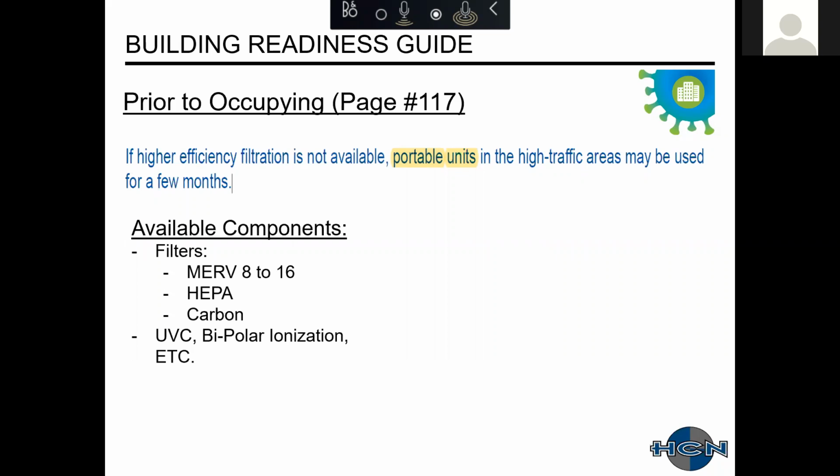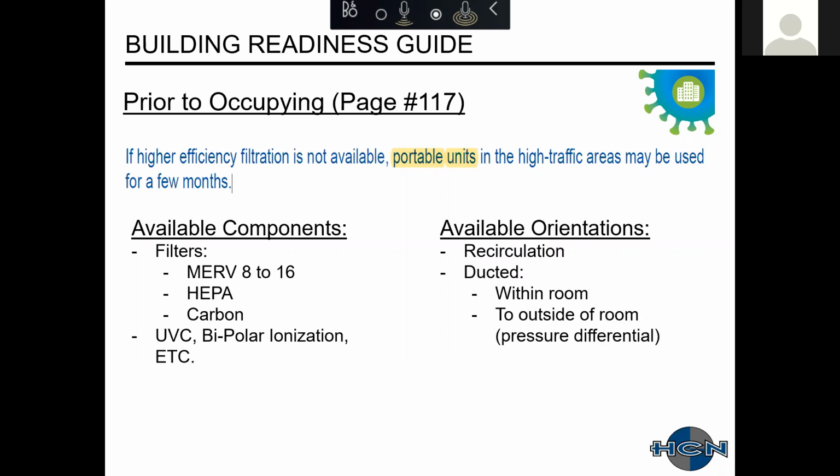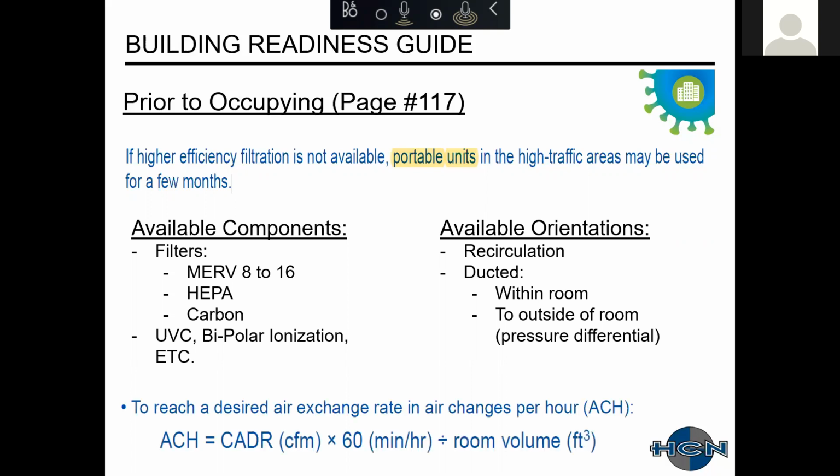Available components vary based on many different manufacturers. You have these different filter types available. Some of them come standard with UVC lights or bipolar ionization, and some of them have them as options. And then the different orientations available: there's a recirculation one, and then a few other manufacturers have ducted options, where you can connect a piece of ductwork and help distribute the airflow in the room better, or else you can duct the exhaust to outside of the room to create a negative differential in the space.